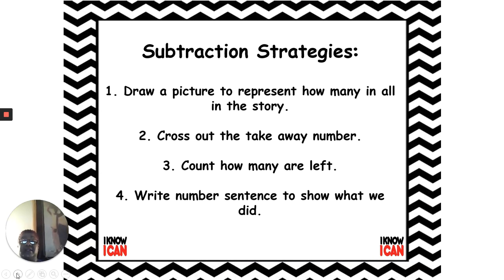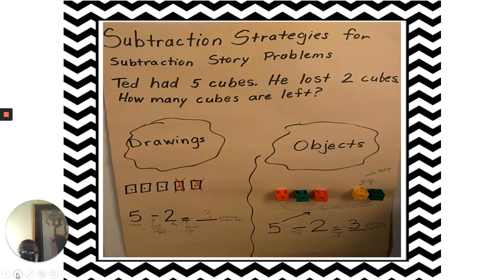And here are some subtraction strategies we can use. Draw a picture to represent how many in all in the story. Cross out the takeaway number. Count how many are left. Write a number sentence to show what we did. That number sentence is also called an equation. And this is what our subtraction strategies for subtraction story problems look like.